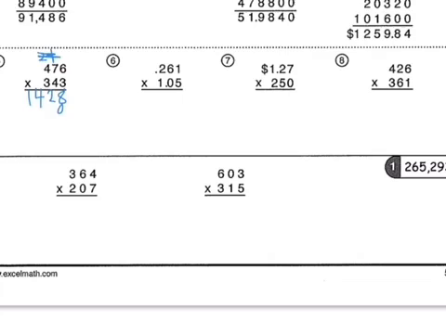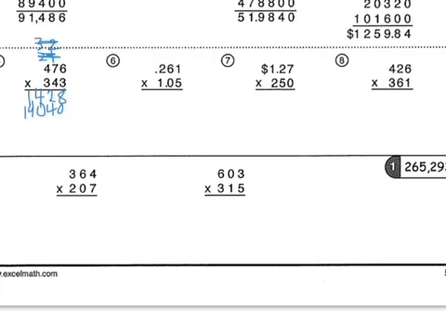6 times 4, 24. Bring the 2 up there above the 7. 7 times 4 is 28, plus 2 is 30. Bring the 3 up there above the hundreds place. 4 times 4 is 16, plus 3 is 19. Sorry about the sloppy writing. I'm writing with a stylus and it's really hard.